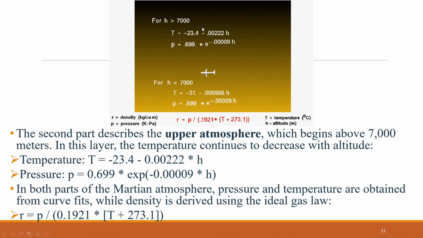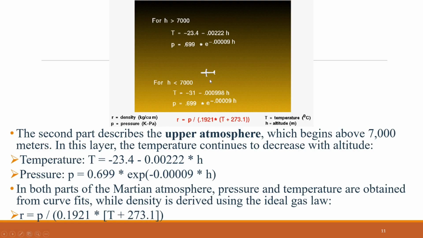Temperature is equal to -23.4 minus 0.00222 multiplied by altitude. Pressure is equal to 0.699 multiplied by E raised to the power of -0.00009 multiplied by altitude.